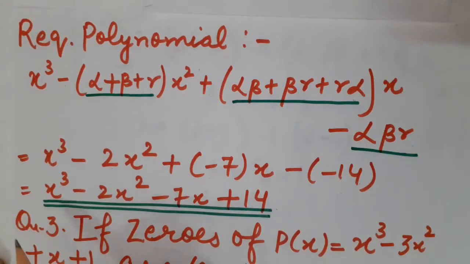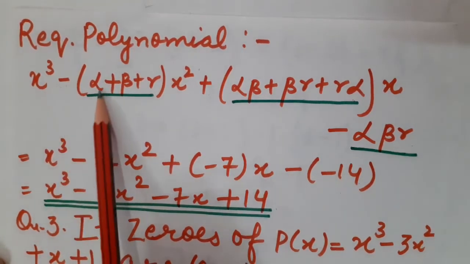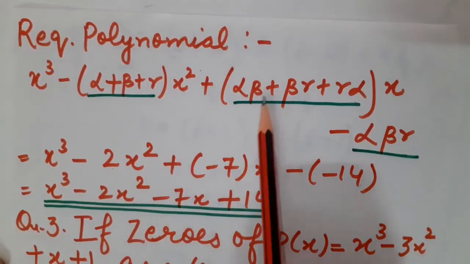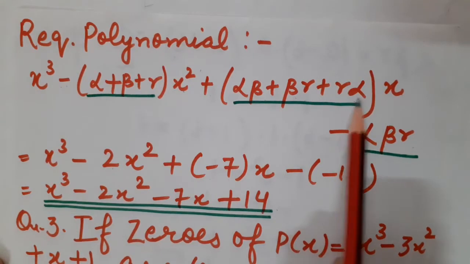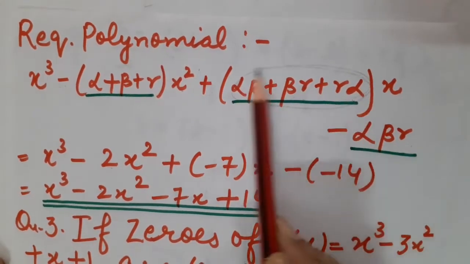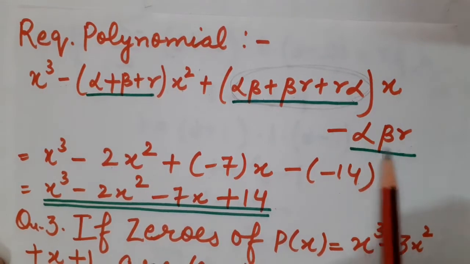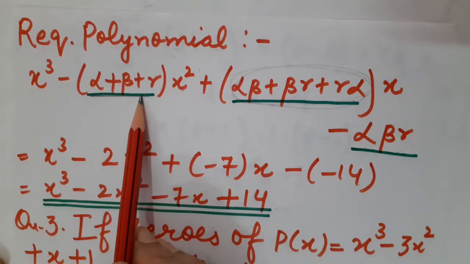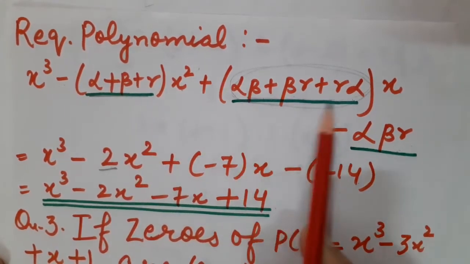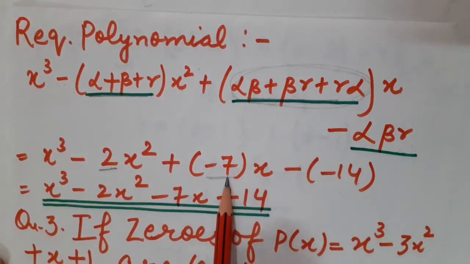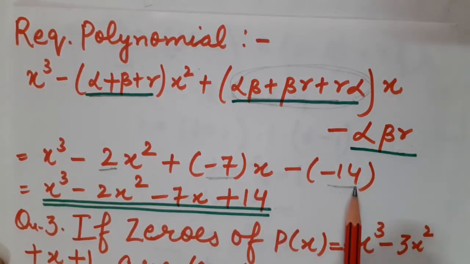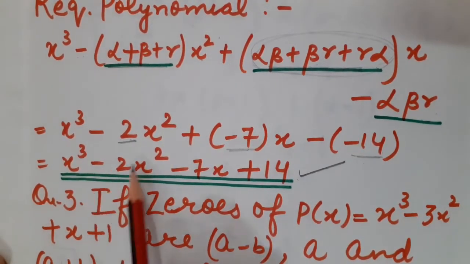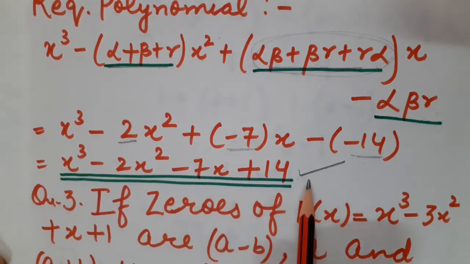So now children, the required cubic polynomial will be x cube minus (alpha plus beta plus gamma) into x square, this is the sum of the zeros, plus (alpha beta plus beta gamma plus gamma alpha) into x, this is the sum of the product of the zeros taken 2 at a time, minus the product of the zeros, that is alpha beta gamma. Here you have to simply put the values which are given. Sum of the zeros you had 2, sum of the product of the zeros taken 2 at a time you had minus 7, and product of the zeros you had minus 14. So this is the required cubic polynomial, that is x cube minus 2x square minus 7x plus 14.